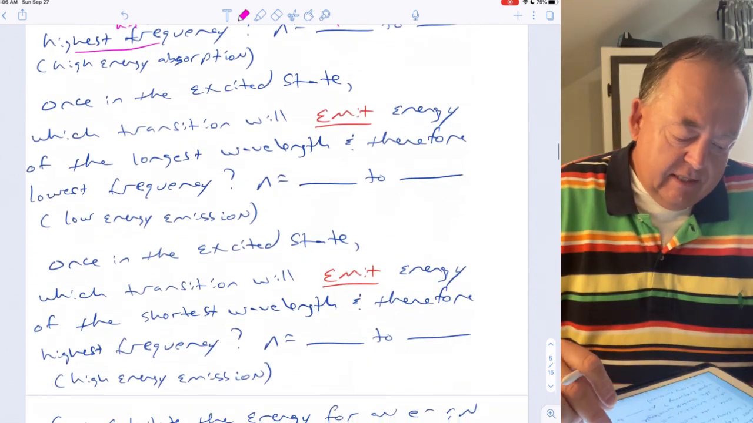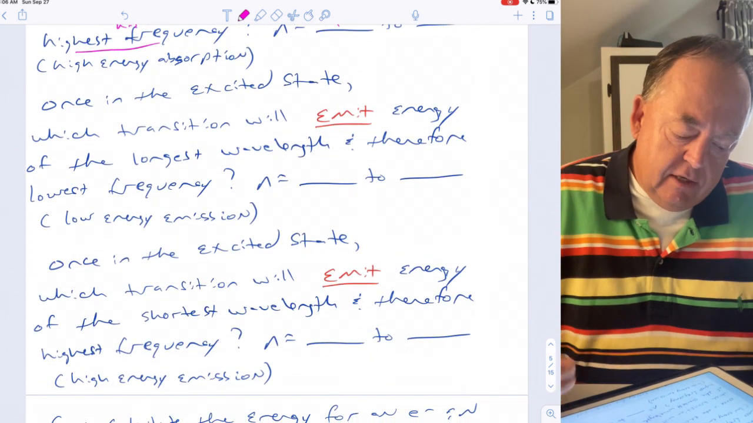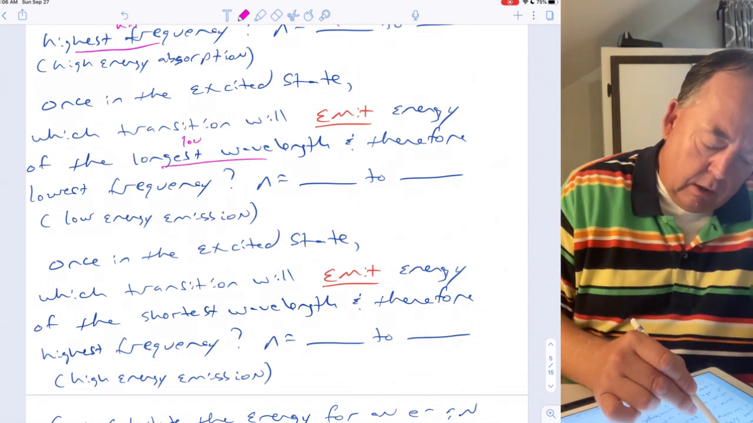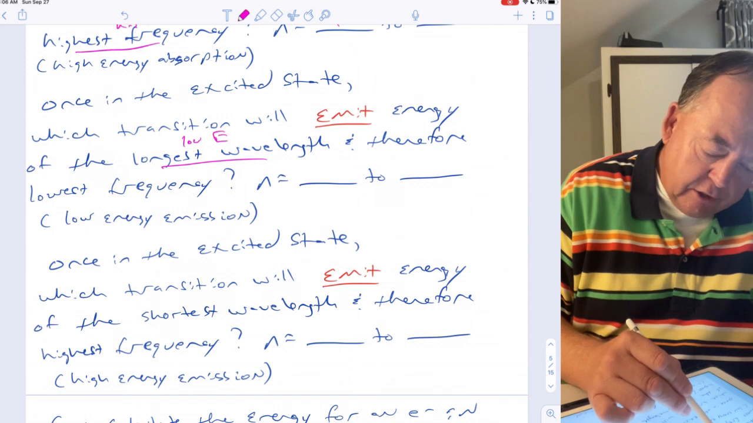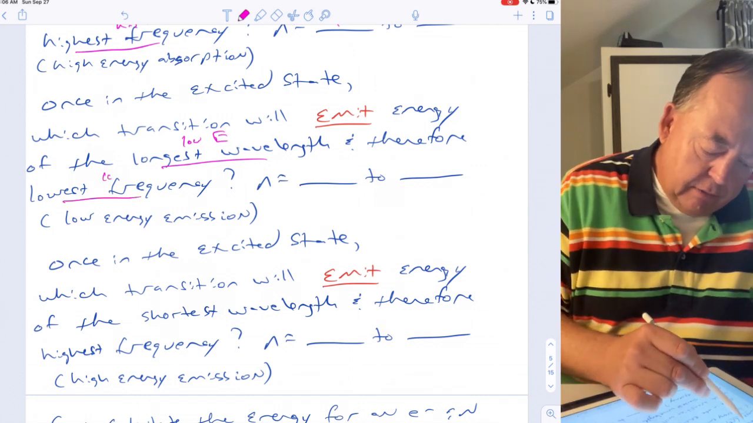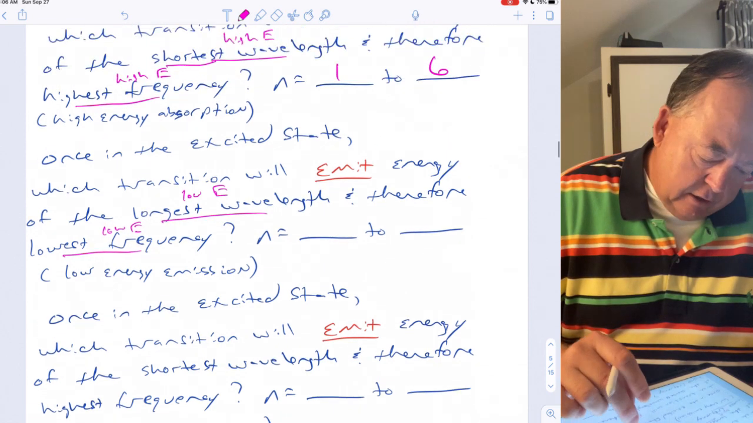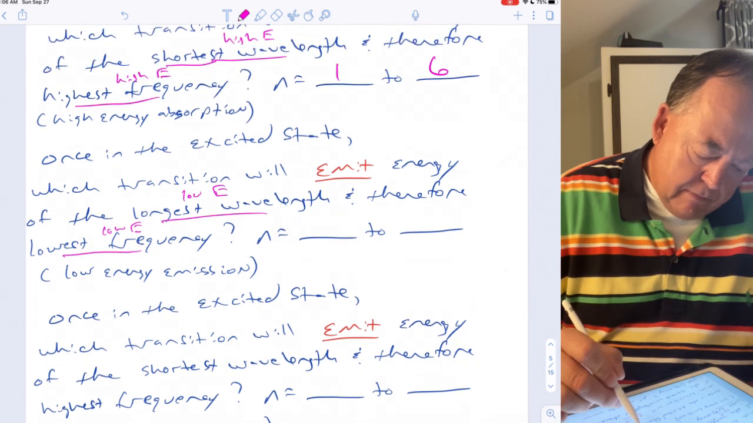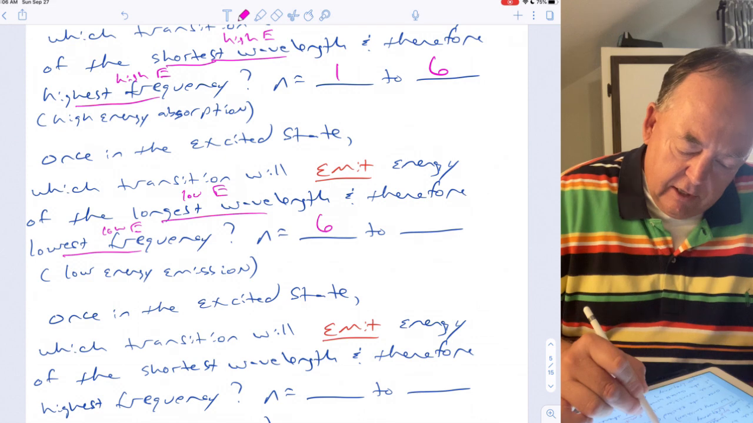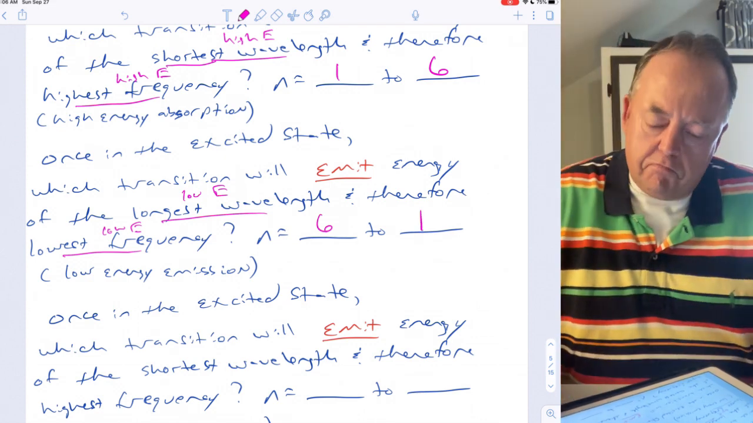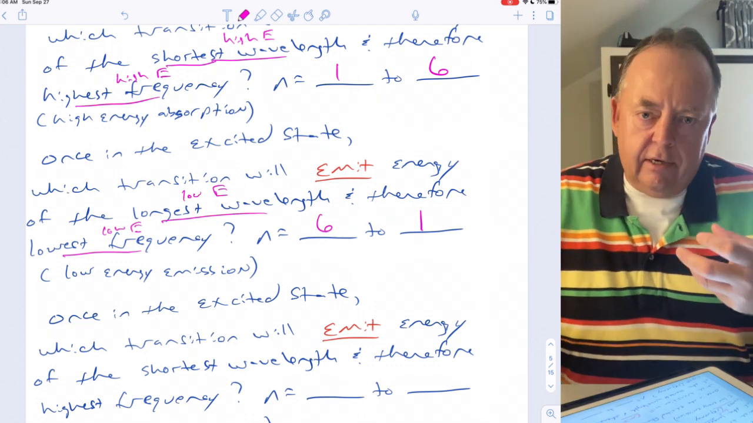Okay, and then once in the excited state, which transition will emit energy of the longest wavelength? So long wavelength means low energy, right? And low frequency means low energy. So let's say it started in this, which will emit energy of the longest wavelength. So that would be starting in the 6th shell and moving all the way to the 1st shell, right? The bigger the jump, the greater the energy involved.